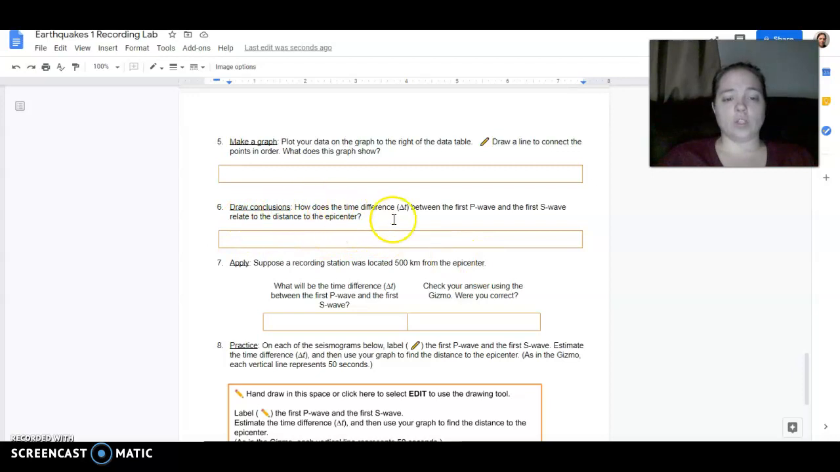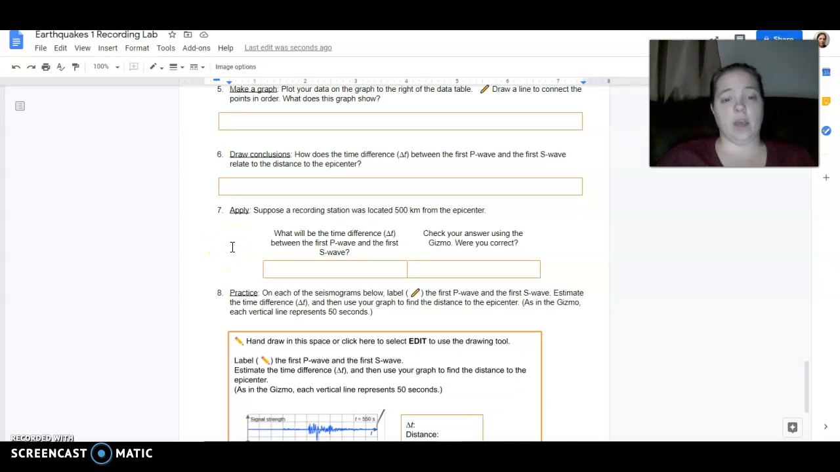Okay, it says draw conclusions. How does the time difference, delta T, between the P and the S wave relate to the distance of the epicenter? So as it gets farther away, this happens. I just kind of answered, gave it to you. All you have to do is plug in that last part. As the distance increases, this happens to the P and the S wave.